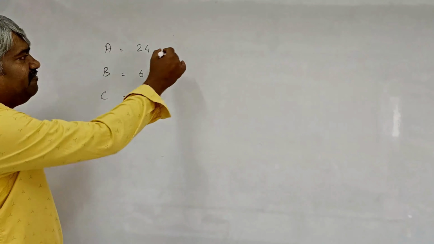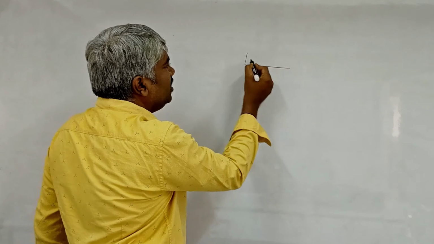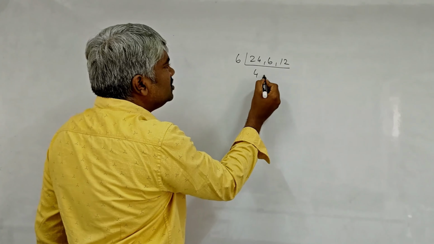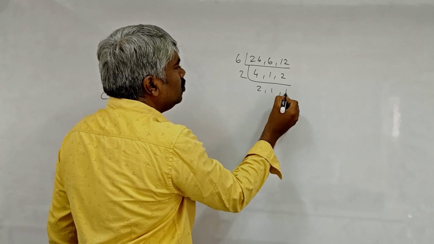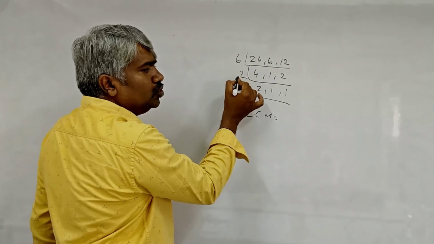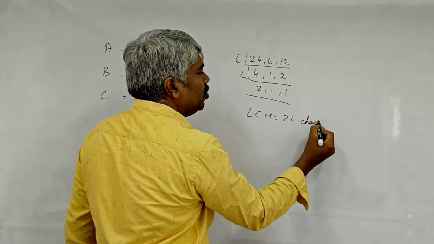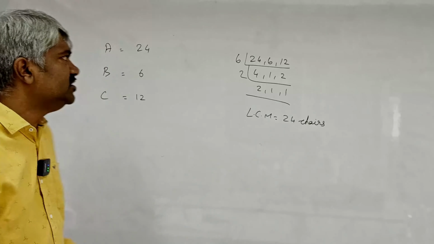So first we'll find the LCM of 24, 6 and 12. If you find the LCM of 24, 6 and 12, which is 4, 1, 2, 2, 1, 1, you'll get the LCM of 6 into 2, 12. 12 twos are 24. Same example I am going to take. Now we are required to manufacture 24 chairs.